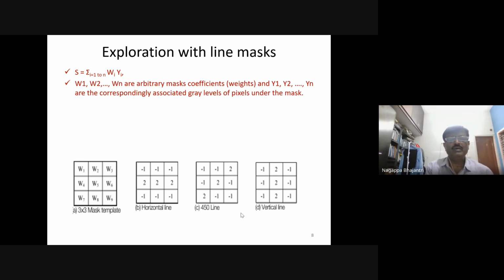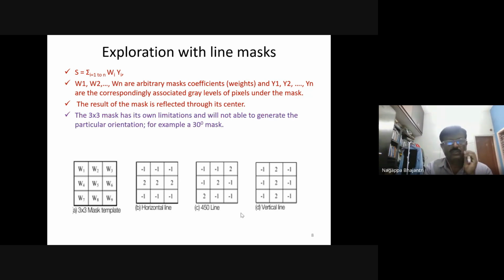Then we have a window. The W are the mask coefficients, the weights, and y1 to yn are the gray values present in the image, right? The result of the mask is reflected through its center. For example, the 30-degree mask we can place over the image and convolve it, and we'll get a different texture. In such a case, we should go for a bigger mask.